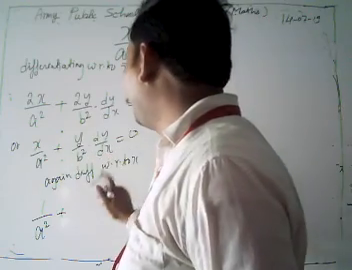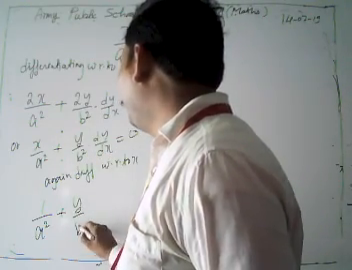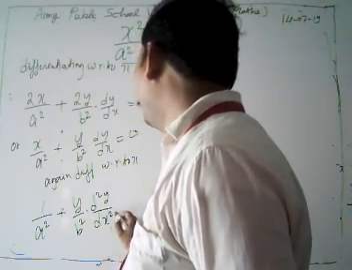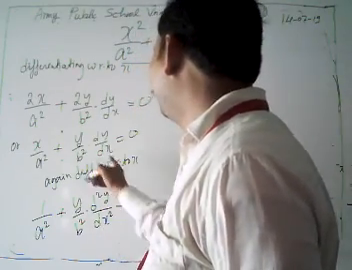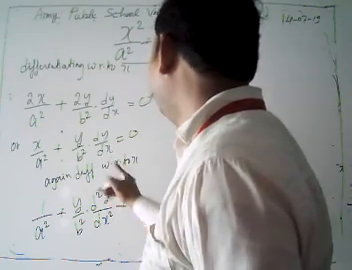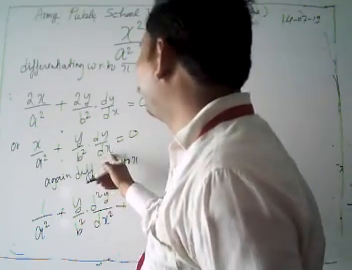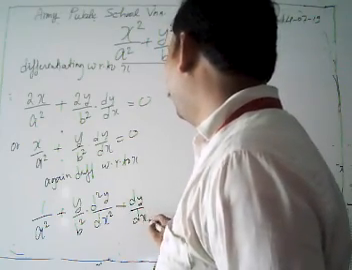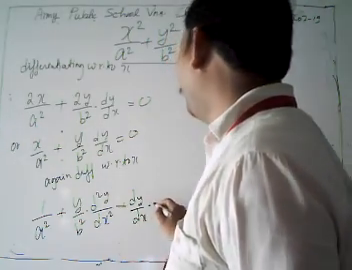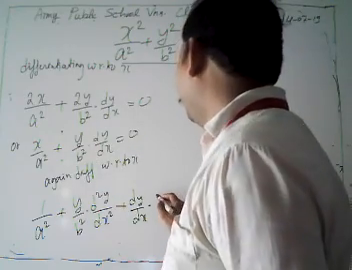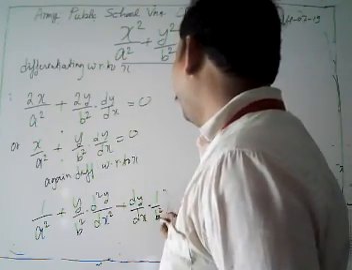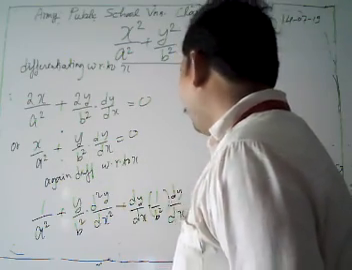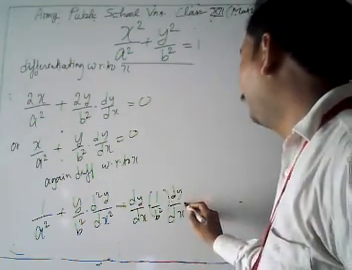Now we have to multiply this, then we have y by b square into d2y dx2, then plus we differentiate this, then we have plus dy dx into 1 by b square, and again we have this dy dx equal to 0.